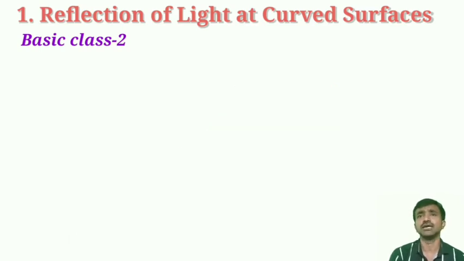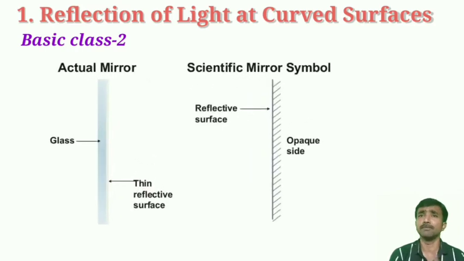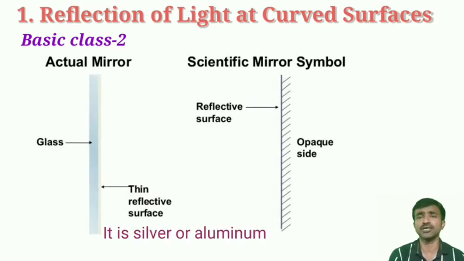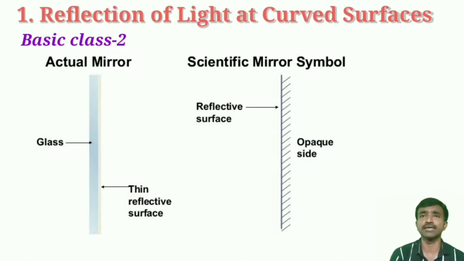So when we apply a metal amalgam like silver or aluminum on the surface, that makes the surface opaque. Then the other side of that coated surface is called the reflecting surface. So generally a mirror has two types of surfaces: one is a reflecting surface and the other is an opaque surface.